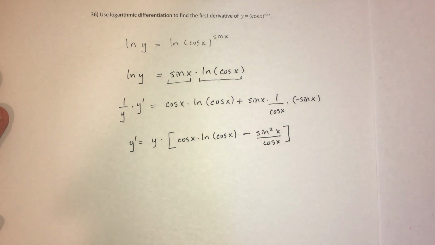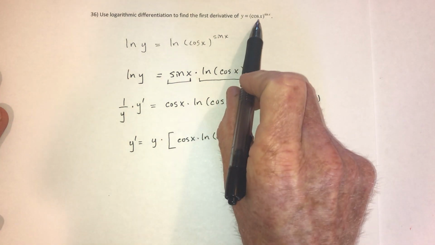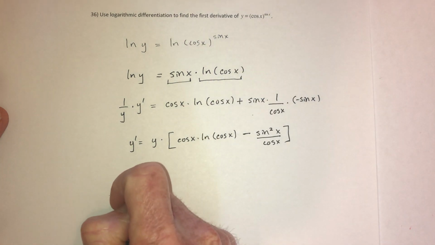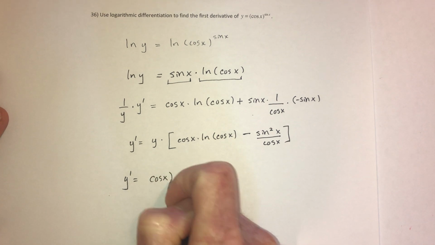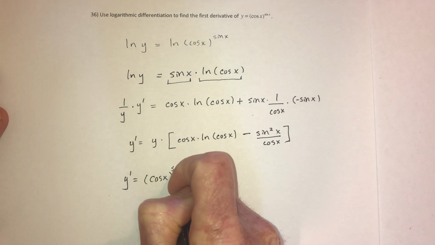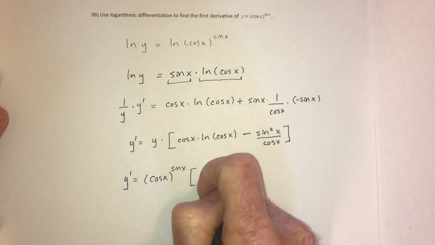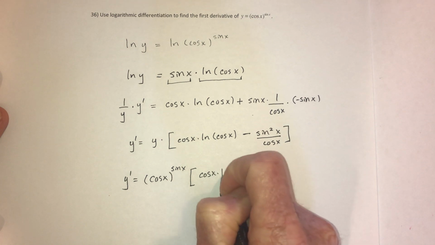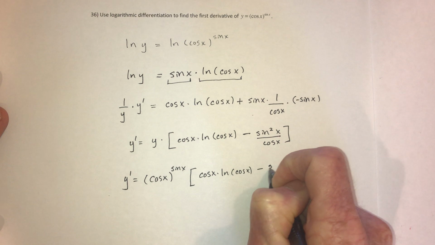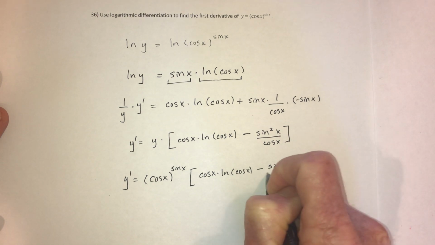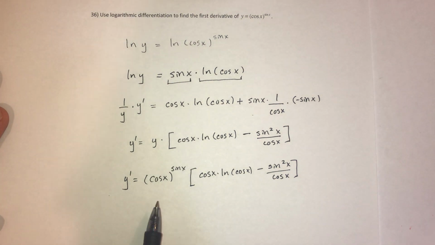Wait, don't turn off the video just yet, because we also need to replace this y with what it equals. So the final part is it's going to be cosine of x raised to the sine of x. And then recopy this part, cosine of x, the natural log of cosine of x, minus sine squared over cosine of x. That's sort of amazing to me.